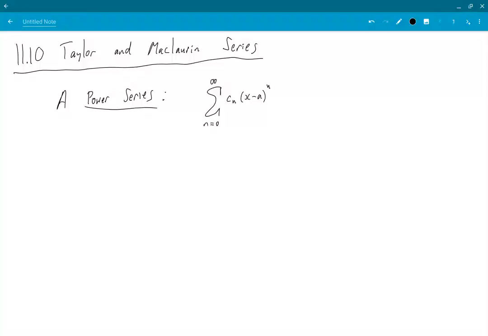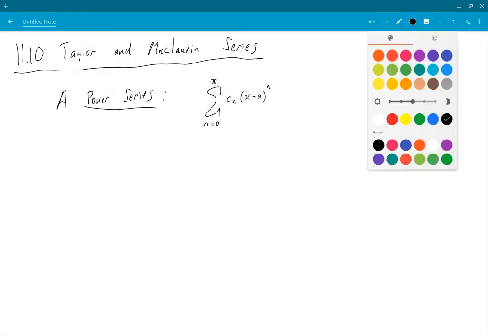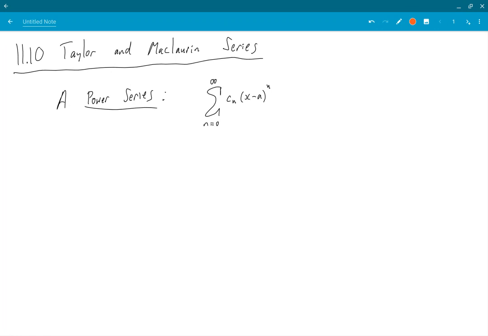Okay, so last section in the course. So here we have a compact closed form for the general power series, where a is the center of the power series.